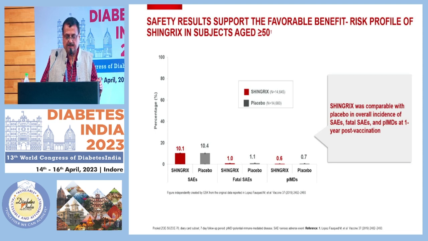Now, safety results support the favorable benefit risk profile of Shingles in subjects aged more than 50. Shingles has been seen to be comparable with placebo in overall incidence of SAEs or fatal SAEs or PIMDs at the 1 year post vaccination period. So you can see the chart is showing Shingles is better and at most comparable, 10.1 to 10.4 as the serious adverse effects in the placebo, and fatal is 1.0 to 1.1. So even in the placebo, fatal adverse reactions are more. So you can compare, and this is the least side effects.